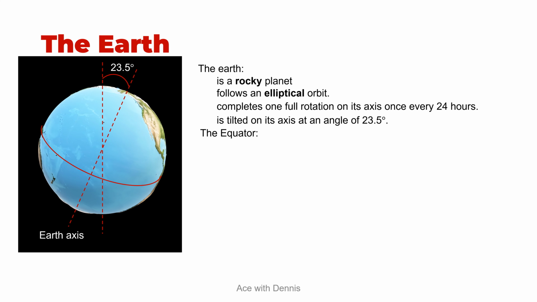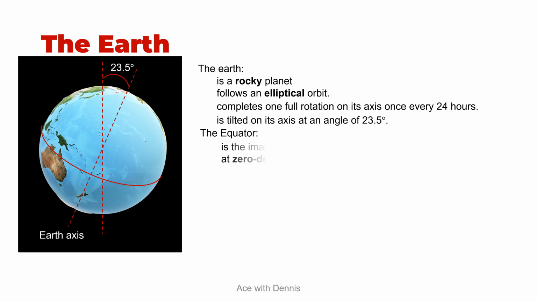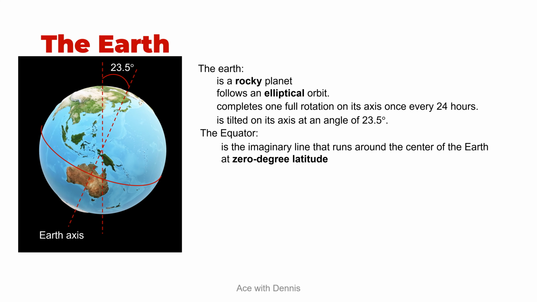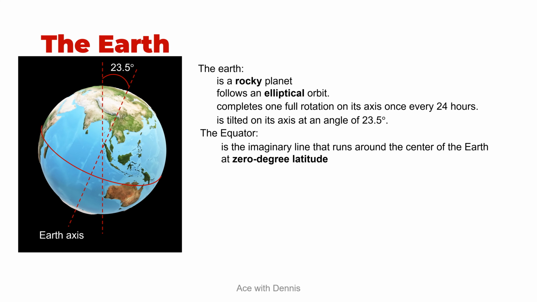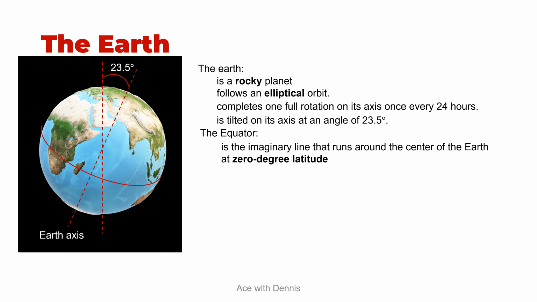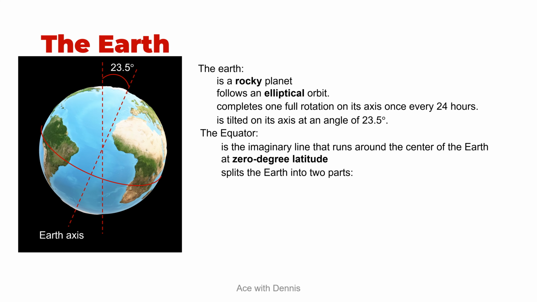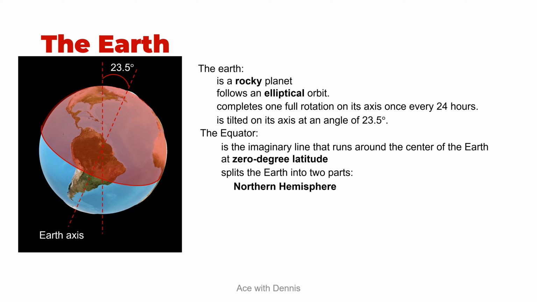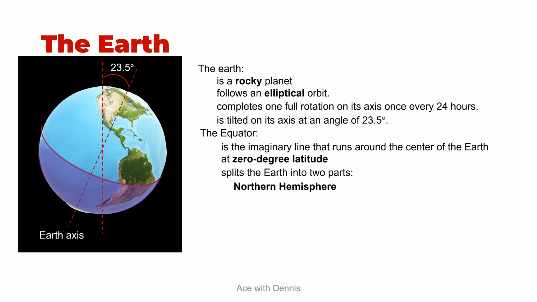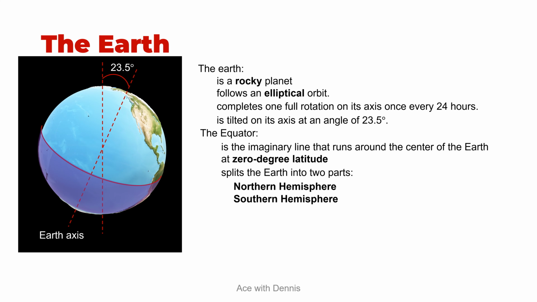This line is the equator. The equator is the imaginary line that runs around the center of the Earth at 0 degree latitude. It splits the Earth into two parts, which are the northern hemisphere and the southern hemisphere.